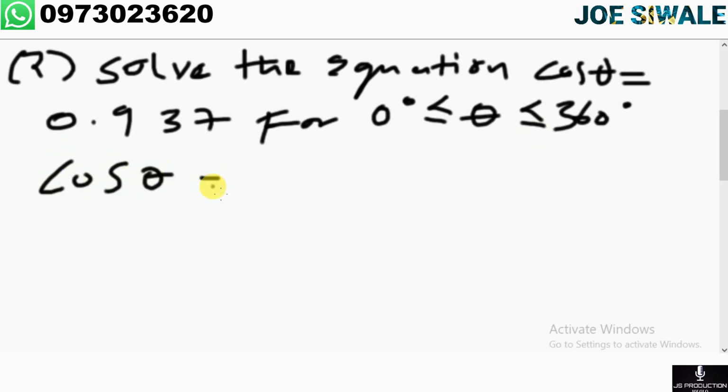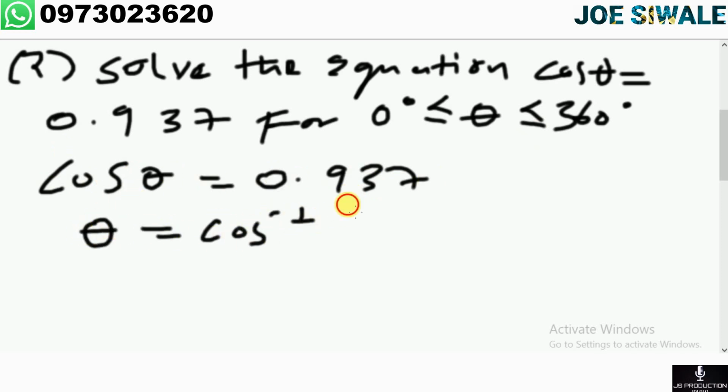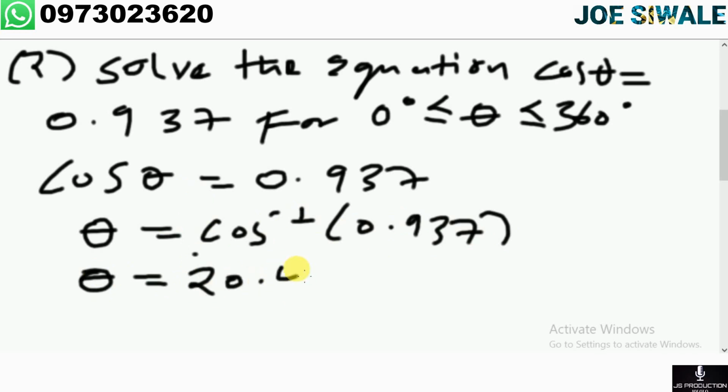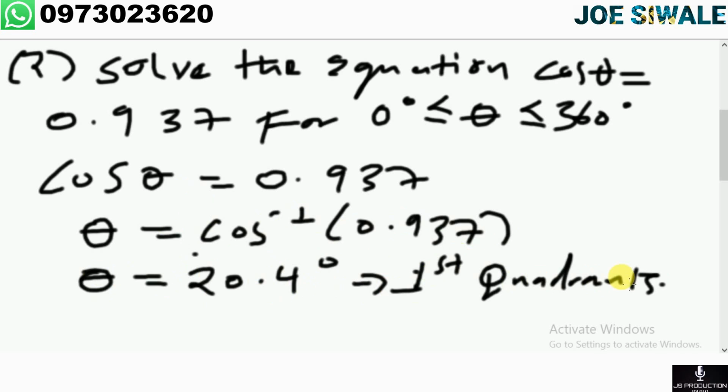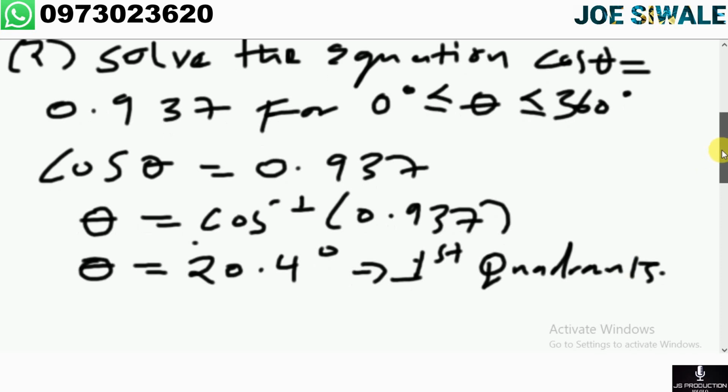So I'm going to say cos theta is equal to 0.937, and to find the value of theta there, I'll say theta is equal to cos inverse of 0.937. So theta there is equal to cos inverse of 0.937, that's 20.4 degrees. So this is my answer in the first quadrant. Let us look at how we can find the other value.